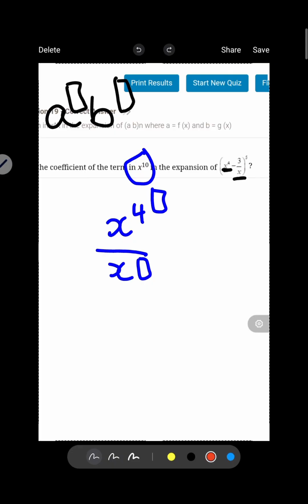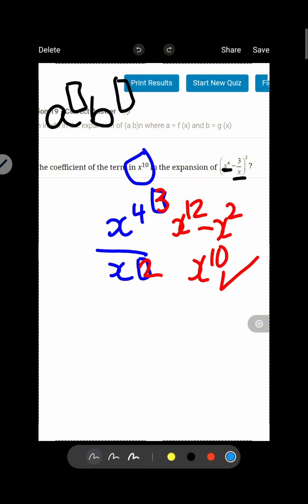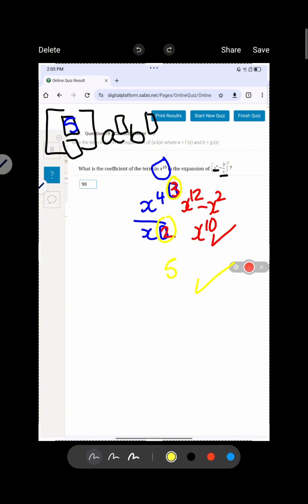They said they wanted it to be up. They didn't say 1 over x to the power of 10. If they said that, we are gonna keep the big number up. The big number is 3 and the small number is 2. If I take this up, this is gonna be x squared minus x to the power of 2. When I do this, you get x to the power of 10. Right? That's correct. And when you add this and this, you get 5. This is correct.